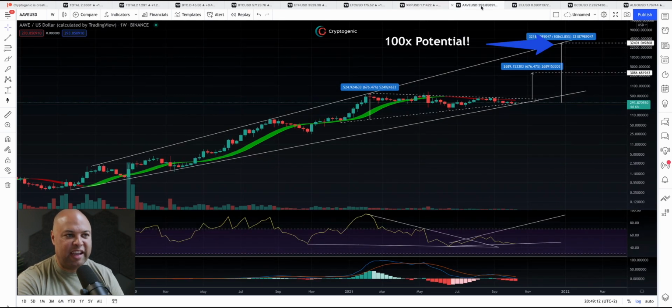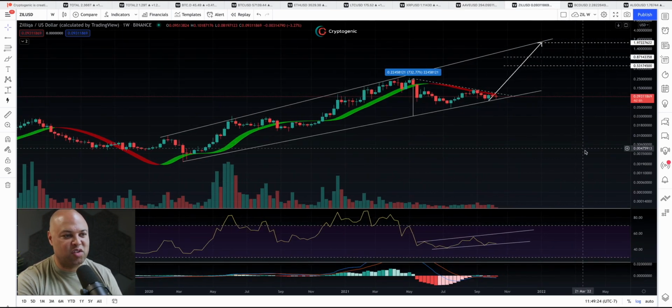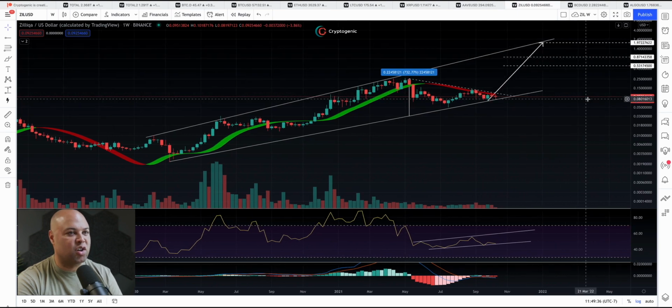And so if AAVE and these other assets participate in this bull run, we're going to see a spike in their volume, and we're going to see them take off towards some of these targets. An update on Zilliqa, same thing applies to Zilliqa. If we get a breakout in the price action, in the volume here, and the RSI continues to be bullish, the MACDs turn up, Zilliqa is going to break out of this triangle and move towards its targets here.